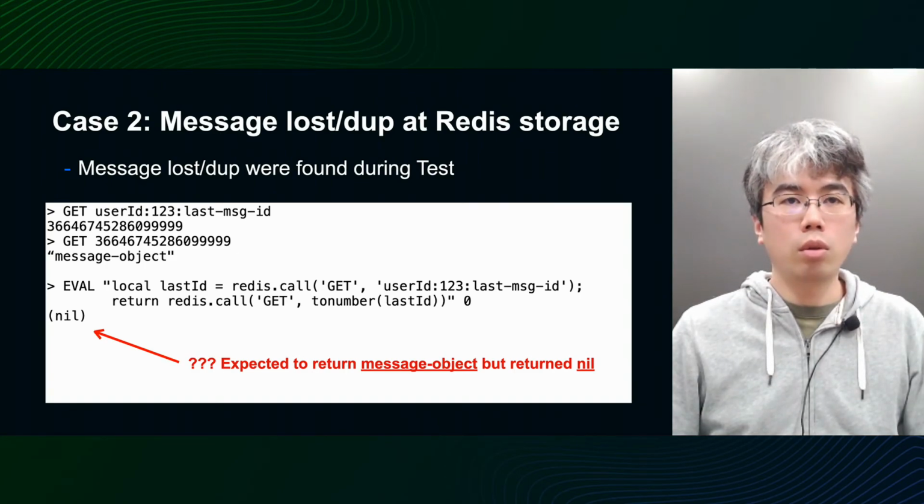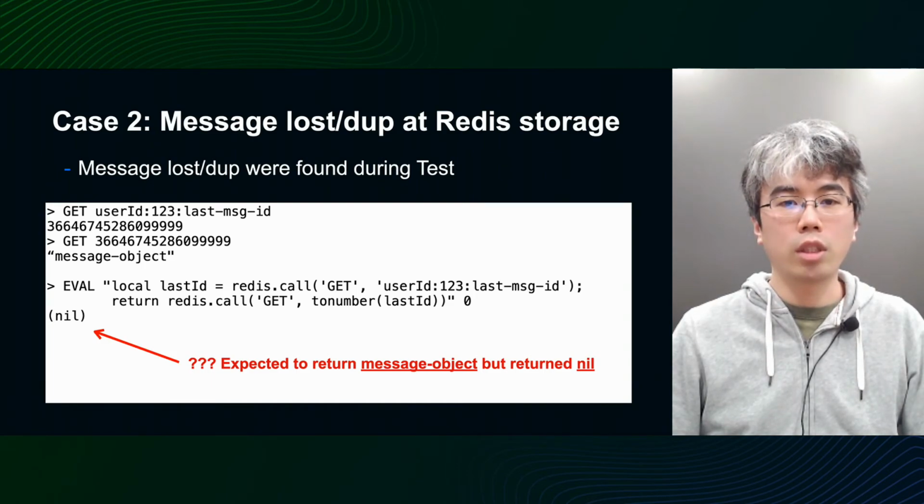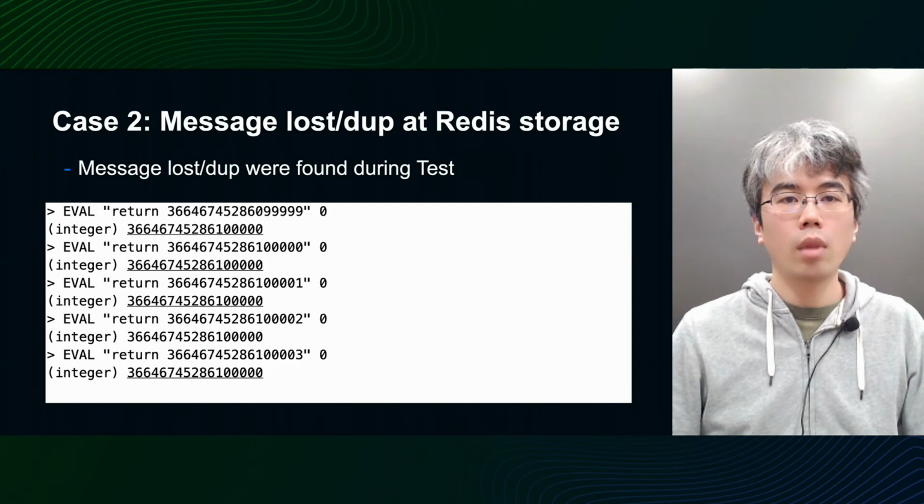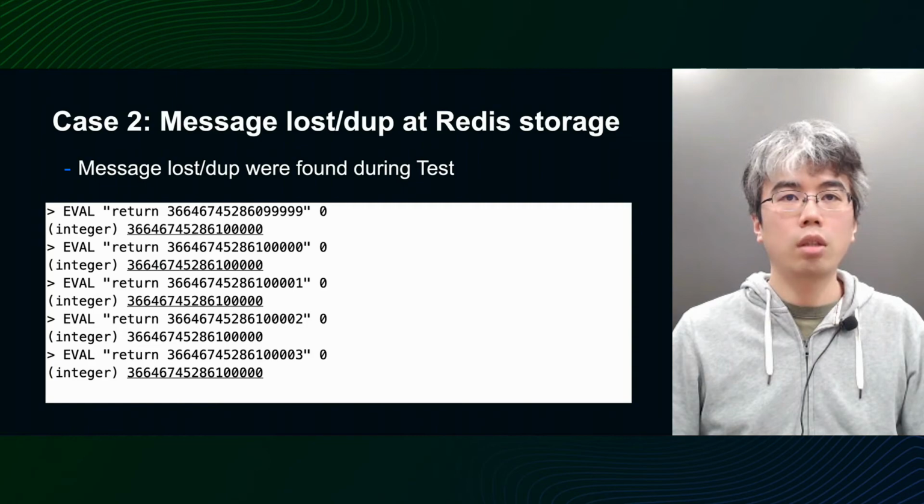In this sample, messages were lost, but in the actual phenomenon, data related to IDs were randomly lost, and data related to IDs were duplicated. So it took a lot of time to do the investigation. After investigating the cause of the problem, I realized that if I convert the data to a number inside the Lua script, I get a completely different result.